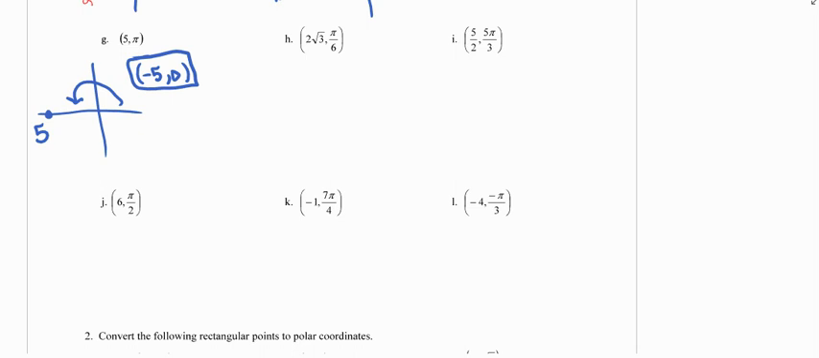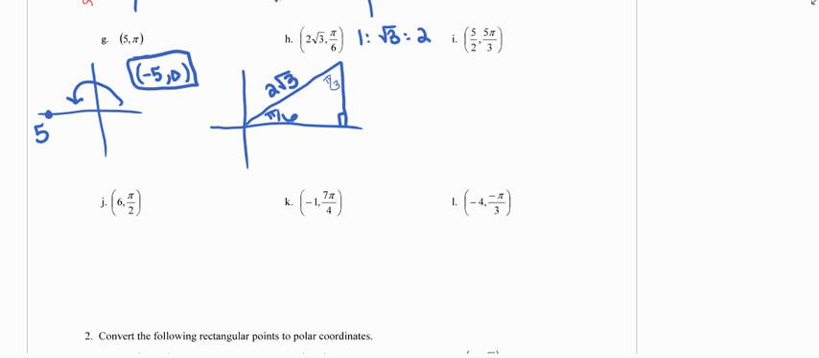Letter H says 2 root 3, comma, pi over 6. So I'm going to go ahead and plot that, or label that angle, pi over 6. My radius length is 2 root 3. Sketch my triangle. And it looks like I'm working in the 30, 60, 90 right triangle again, making that ratio 1 to root 3 to 2. So I know the length of that hypotenuse is 2 root 3. I know that that is double the length of that shorter leg, or the smallest side. So half of 2 root 3 is going to be just root 3.